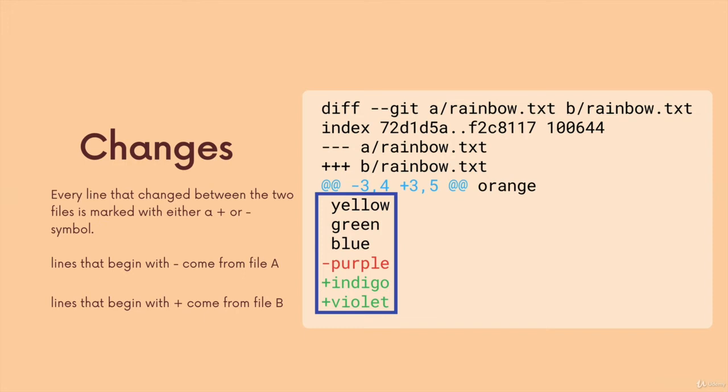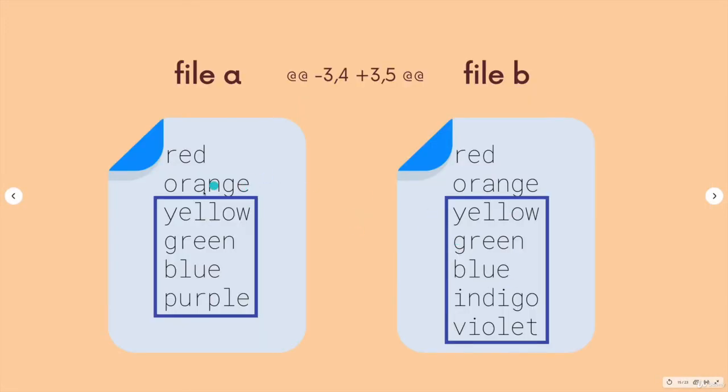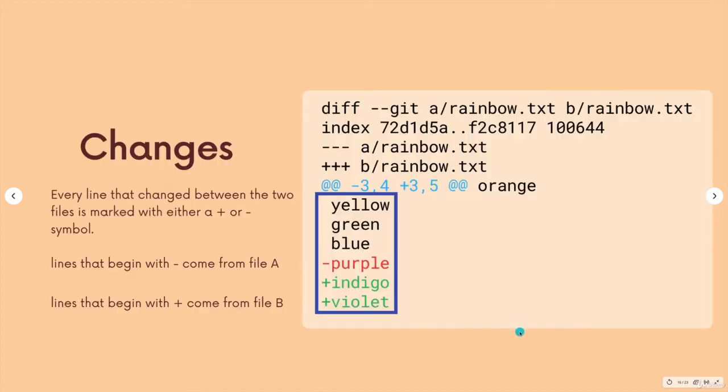Usually Git picks A and B for us in such a way that you can think of file A as like the old stuff and file B as the new stuff, but it doesn't always work out that way. So this tells us, as we already know, that yellow, green, and blue are in both files. Nothing changed there, right? Red, orange are both in there too. They're just not part of this chunk because it just picks a small little bit of context around a change, and the change happened right there. Purple turned to indigo and violet. So indigo and violet are new, purple gone.